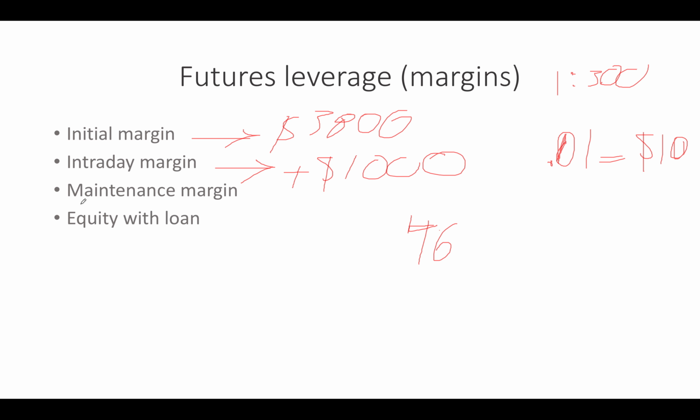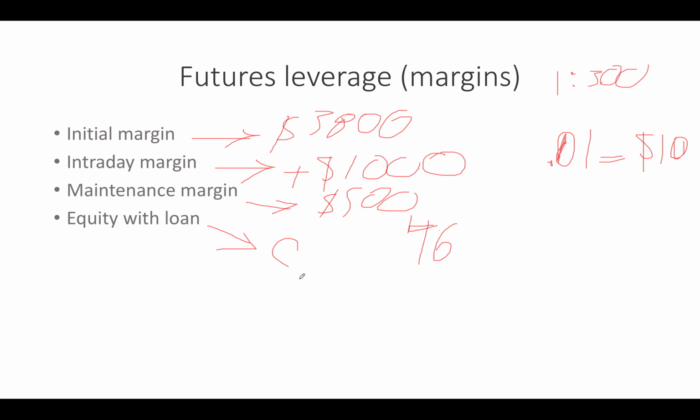And then there's the maintenance margin, which is overnight. I'm not too sure on this, but I think it's plus 500 for the maintenance. So there's all of this. And then if you're trading with a margin account, which is what I have with Interactive Brokers, they'll give you an equity with loan, so they do 3 to 1, I think.